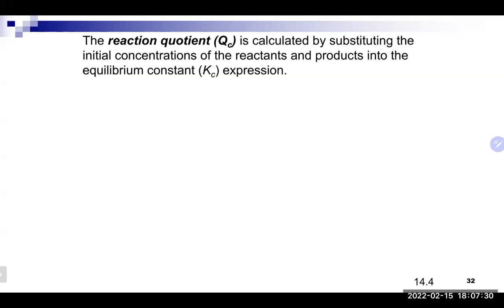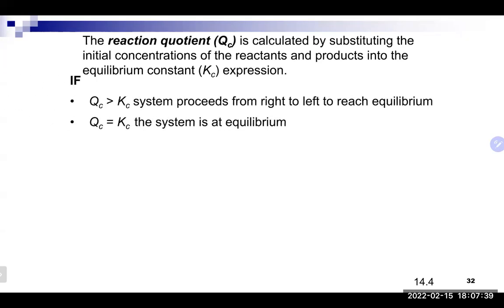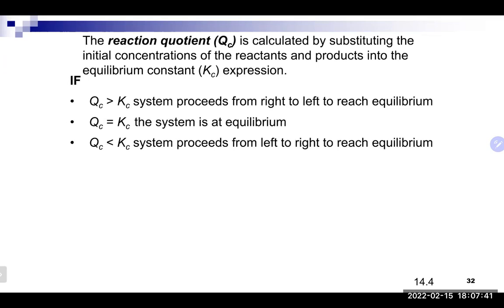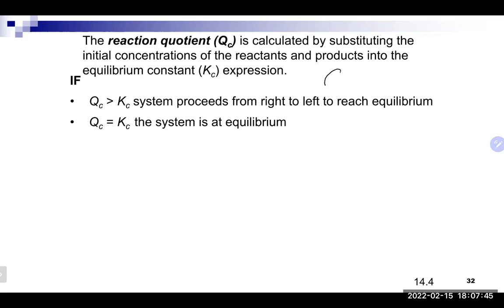So the next thing we're going to talk about is another letter to break up the K: Q. Q is the reaction quotient, and the good news is we calculate Q the exact same way as we calculate K. It is the concentration of the products, to the exponents, divided by the concentration of the reactants. You take the coefficients and use those as your exponents, just like we calculate K.